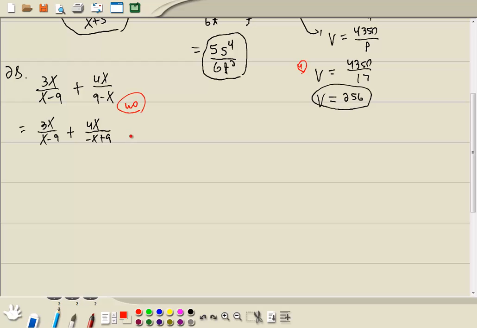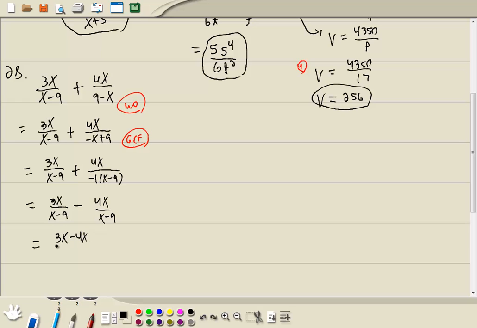Now once I put it in standard form, I notice that my first term is negative. And GCF says you always pull out a negative if your first term is negative. So you've got 3x over x minus 9 plus 4x over negative 1 times x minus 9. Now in this particular case, if you've got a negative 1 like that, you can put it out in front. So we've got minus 4x over x minus 9. Well, now that they have the same denominators, I can add or subtract the top parts. So I get 3x minus 4x over x minus 9, which is negative x over x minus 9. And that's our answer.